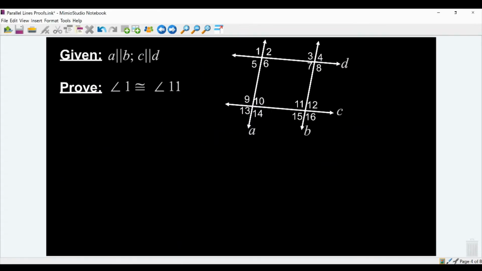All right, so let's look at another example. So in this example here, we can see that we have A is parallel to B and C is parallel to D. We want to prove that angle 1 is congruent to angle 11. So what I'm going to do is start by doing this piece by piece. So I can see here that line A is parallel to B. So I'm going to go ahead and highlight my parallel lines. Now, in order to make this connection between angle 1 and angle 11, which I'll go ahead and highlight in yellow. So angle 1 and angle 11.